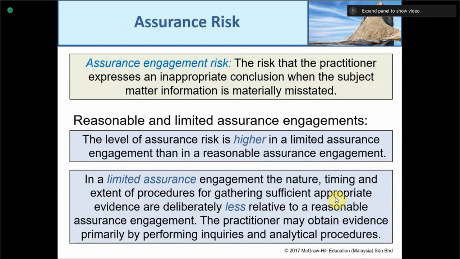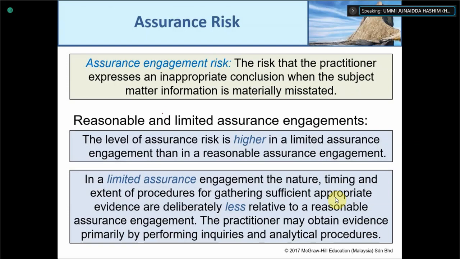So, in each of the engagements that you do, of course there will be risk. Even when you conduct an auditing engagement, there is risk, the risk of being sued by your client, as covered in the chapter on legal liability. So, for the assurance engagement risk, it is the risk that the practitioner expresses an inappropriate conclusion when the subject matter information is materially misstated. The financial information of the company is already materially misstated, and now you are going to give the assurance. That is risky, because it will lead to the wrong opinion, expressing the wrong opinion or inappropriate conclusion.